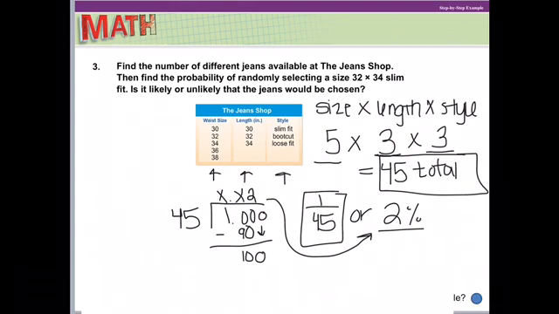So now we'll be practicing the fundamental counting principle and comparing probabilities in class. Make sure that you are writing down any questions that you do have and be ready to work on some problems.